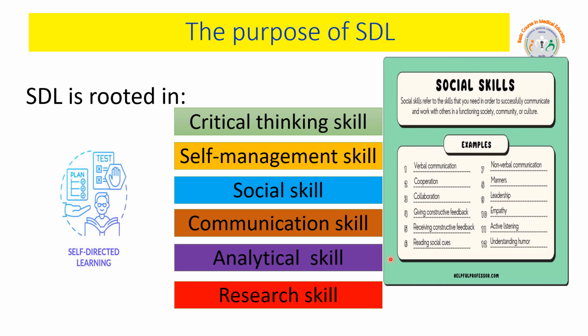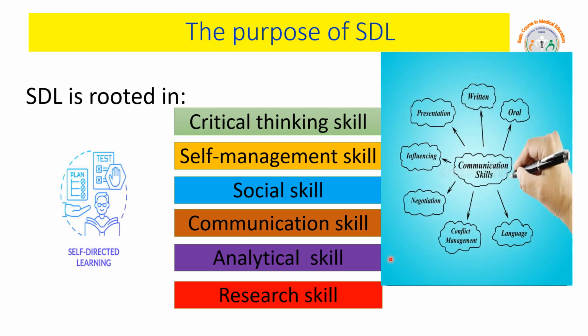And the third point is the social skill. So what is a social skill? Social skill is how we interact or communicate with others. With this skill, we communicate with others. It may be verbal communication or non-verbal communication. So we will come to the communication skill also. SDL also improves this communication skill. There are different modes of communication skill. These skills allow us to understand and to be understood by others.